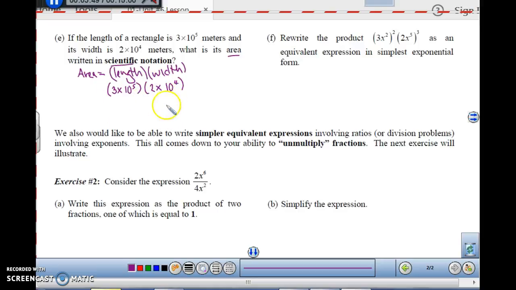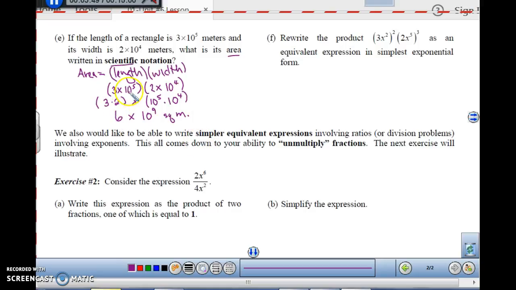All right, now this is all multiplication, so I can multiply these in any order that I want. What if I multiplied and regrouped these? What if I did the numbers and then the powers of 10 in another group? So if I did 3 times 2 in one group, times 10 to the 5th times 10 to the 4th. 3 times 2 is 6. 10 to the 5th times 10 to the 4th. Keep the base, add the exponents. 6 times 10 to the 9th square meters.